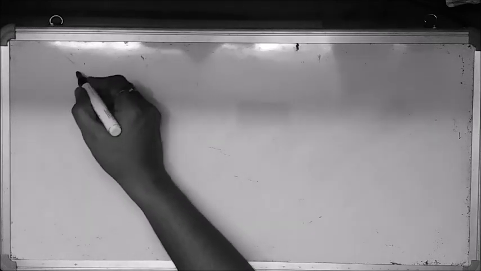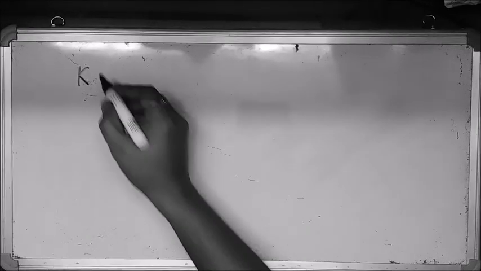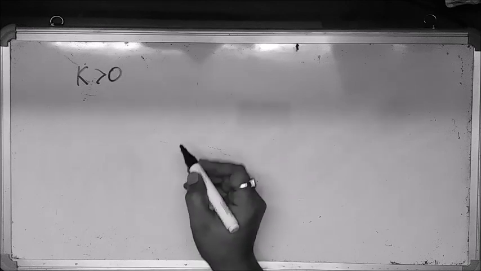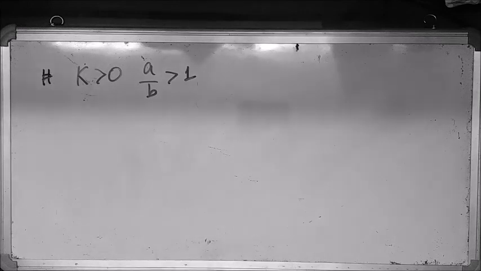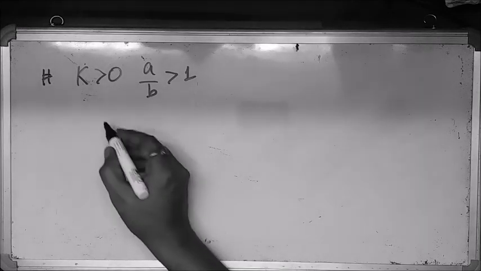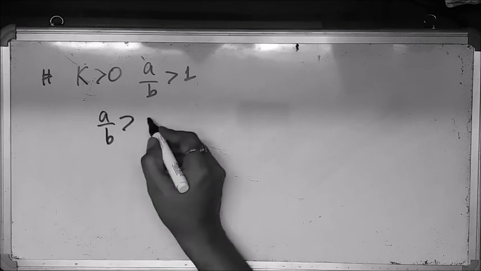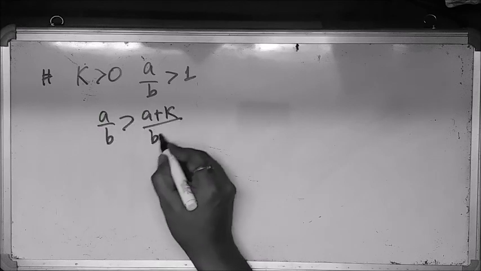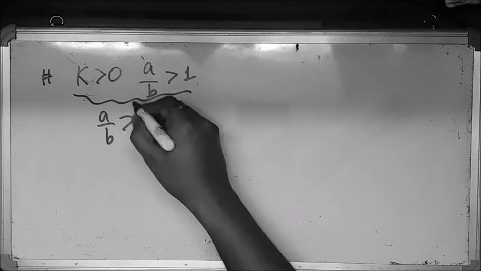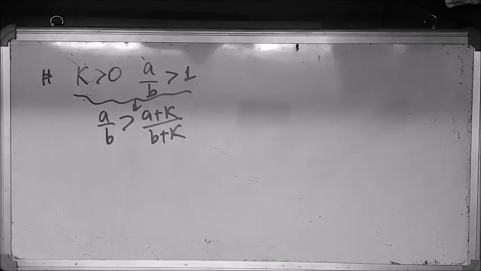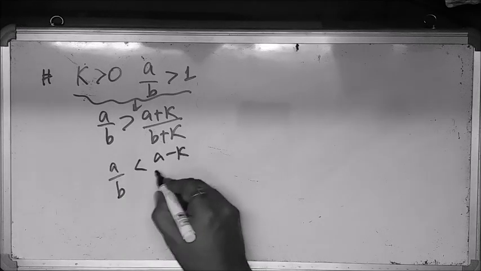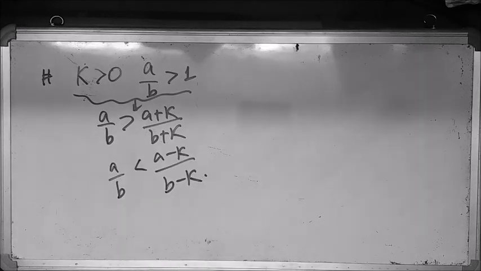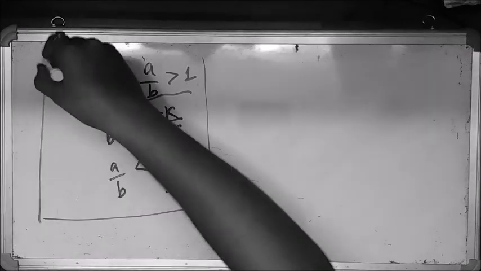Now, the next thing we shall take is that let us suppose I have a constant term k, and this k is greater than 0, and I have a ratio A by B that is greater than 1. So what I can say is that A by B will always be greater than (A plus K) divided by (B plus K) if this condition is there. And A by B will always be less than (A minus K) divided by (B minus K). So this is something which you should keep in your mind.